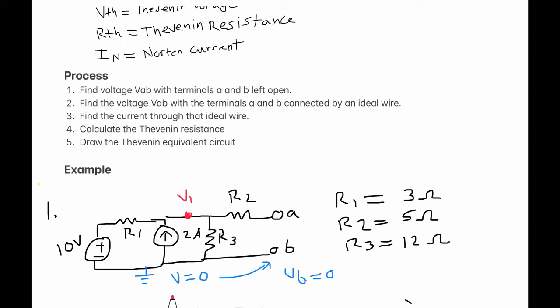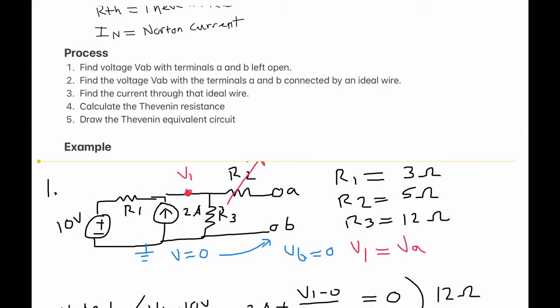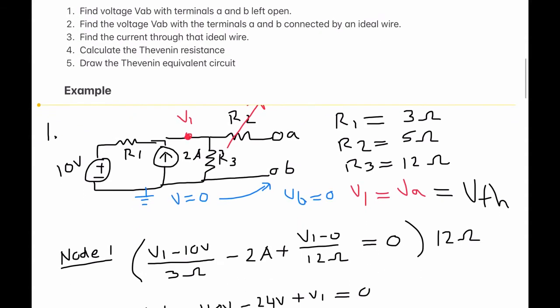And this is essentially equal to A, because since these two are not connected, there's no wire connecting these, there's no current flowing through the second resistor, which means that there's no voltage drop. So therefore, V1 is actually equal to VA. And the nice thing about this is since our ground is directly connected to node B, or terminal B, and V1 is equal to VA, that means V1 is actually equal to VAB, which is the voltage across terminals A to B. Which then means that it's equal to the Thevenin equivalent, because we want to find the voltage across the two terminals. So with that, let's go ahead and use the node voltage equation to get started solving.